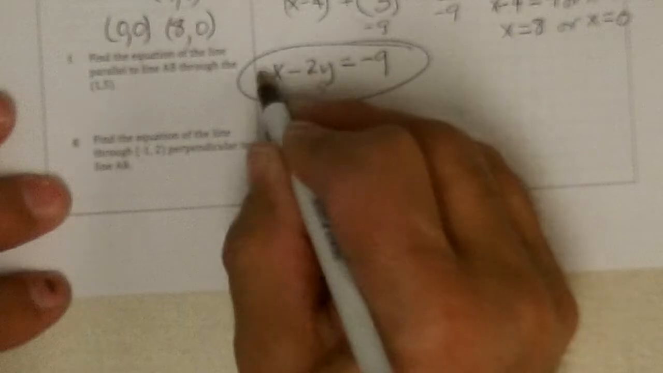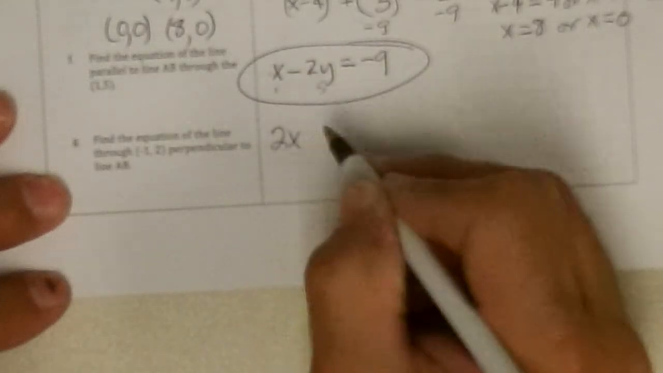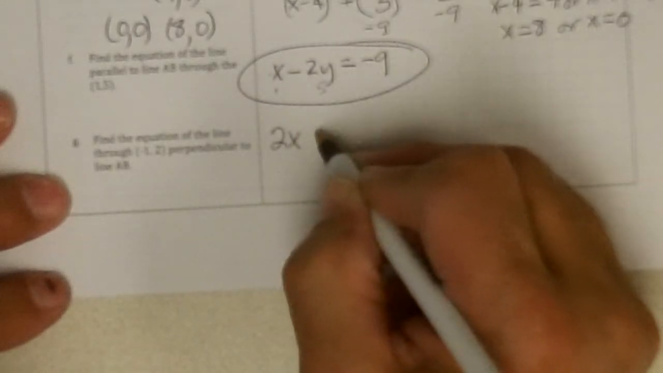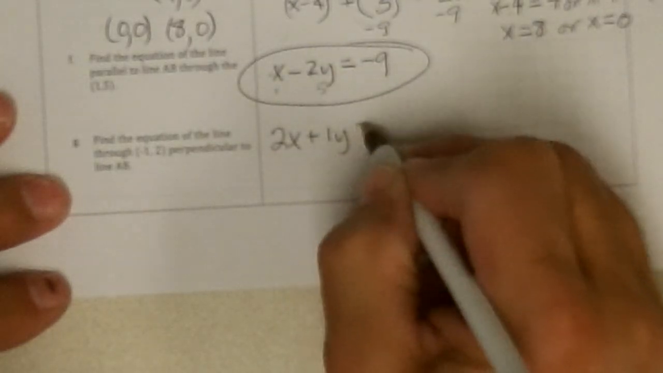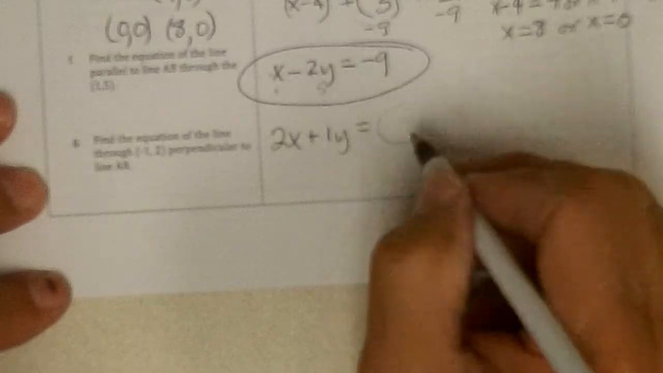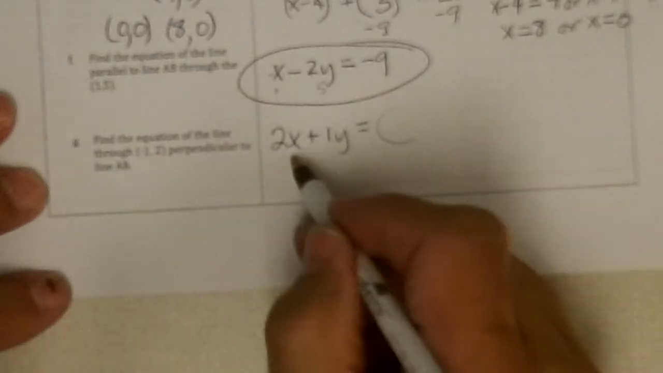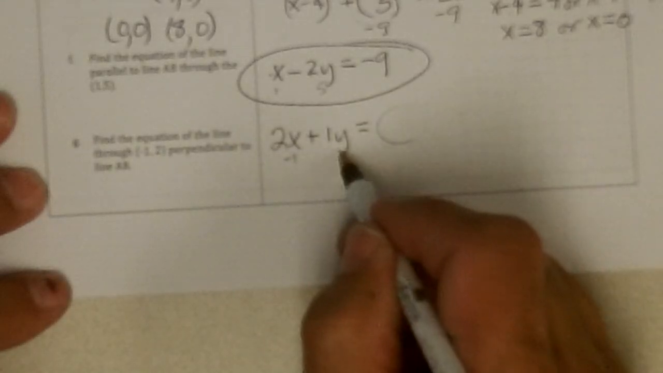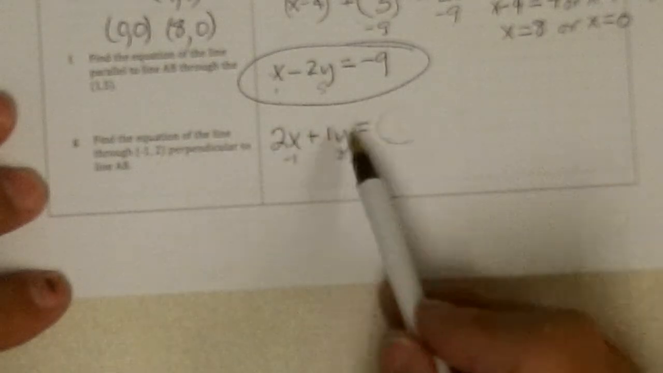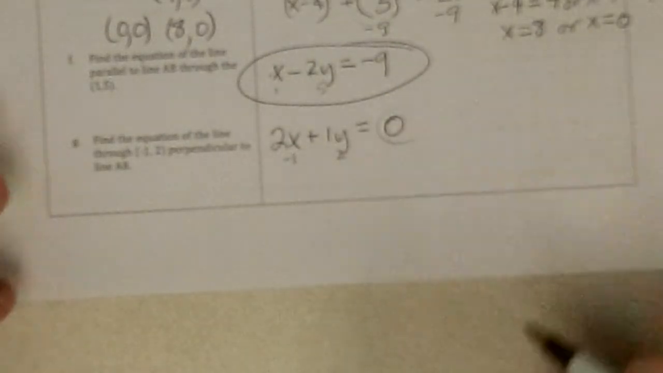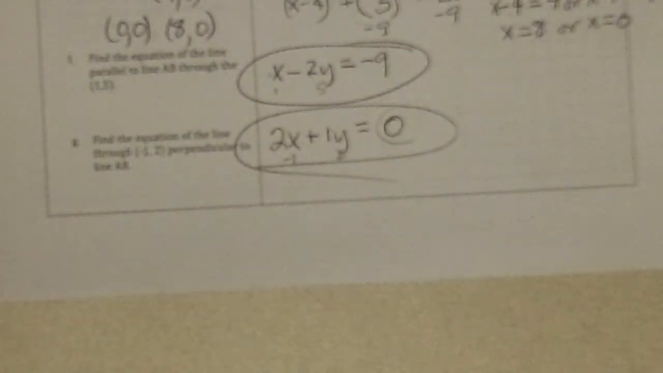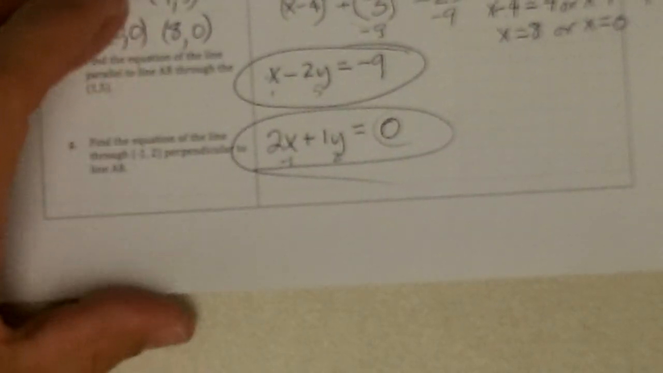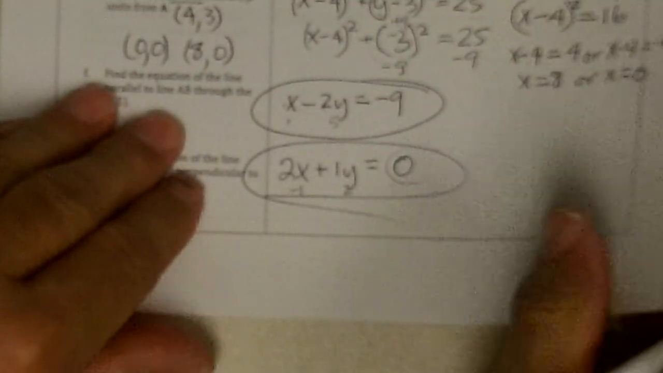So the 2 will go over to here, it'd be 2x, and I'll change the sign and put the 1 over here, make it 1y equals, figure out a new number, so it goes through minus 1, 2, so that's minus 2 plus 2 is 0. You could solve for y and see what it would look like if it was in y equals mx plus b form. Okay, that's page 1.